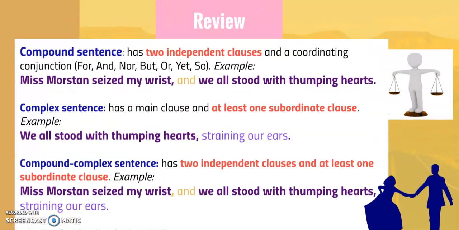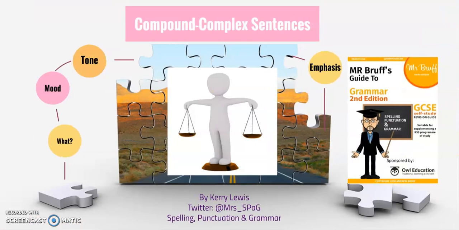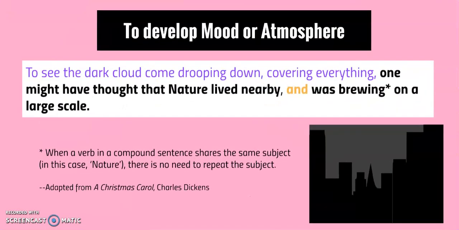Let's look at an example now of subordinate clauses at the beginning of a compound complex sentence. This is adapted from A Christmas Carol by Charles Dickens. To see the dark cloud come drooping down, covering everything, one might have thought that nature lived nearby and was brewing on a large scale.